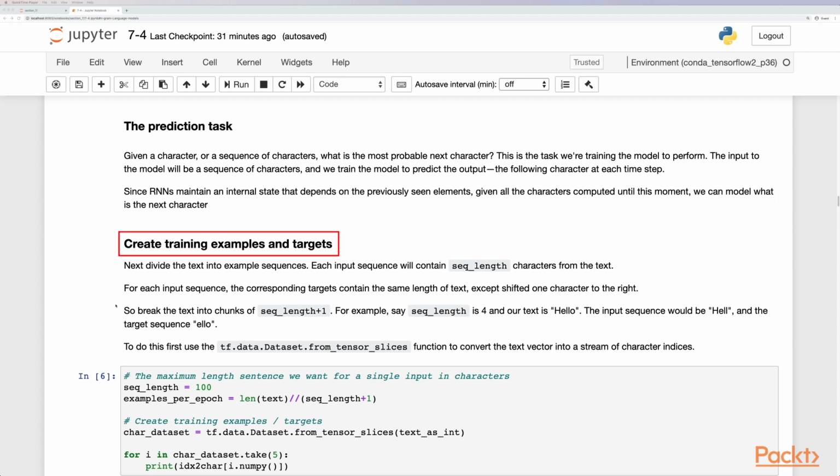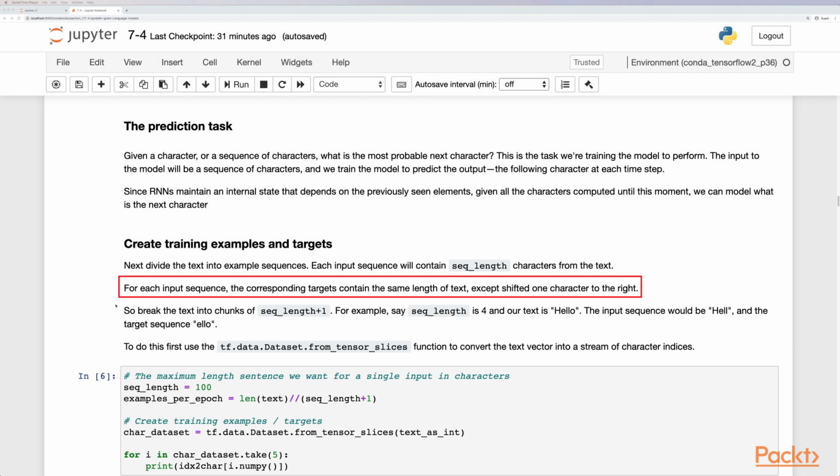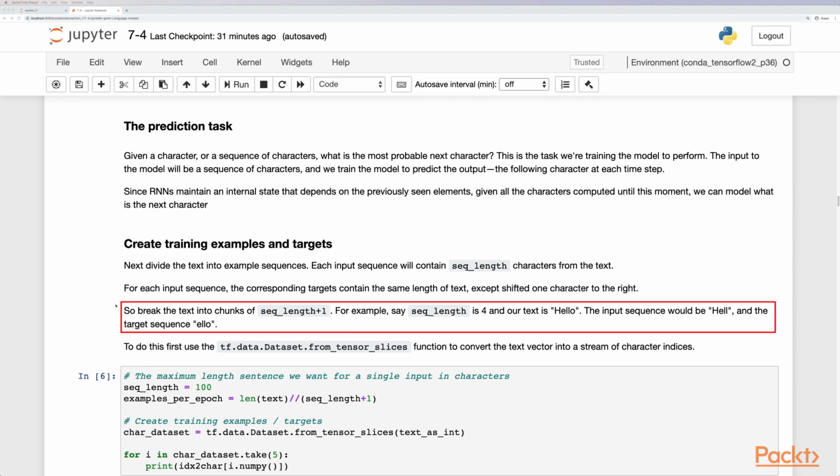So we can create training examples and targets. We can next divide the text into example sequences. Each input sequence will contain sequence length characters from the text. For each input sequence, the corresponding targets contain the same length of text, except shifted one character to the right. So we break the text into chunks of sequence length plus 1. For example, if sequence length is 4 and the text is hello, the input sequence would be hell, and the target sequence would be ello.